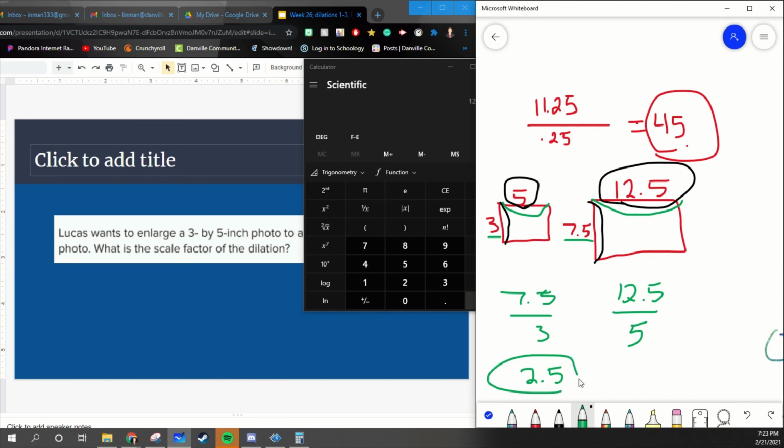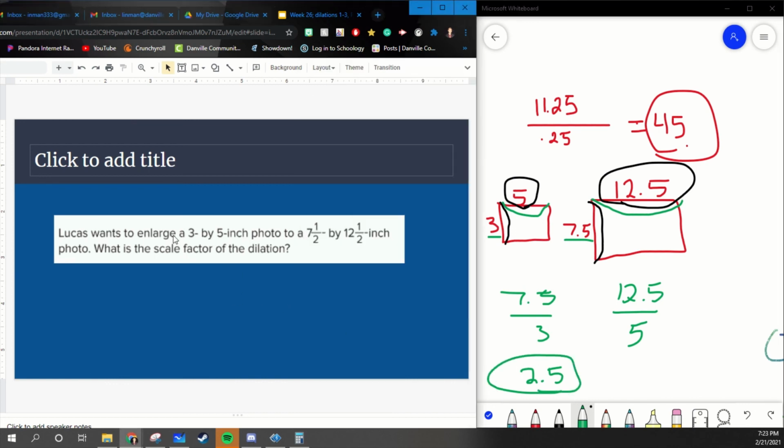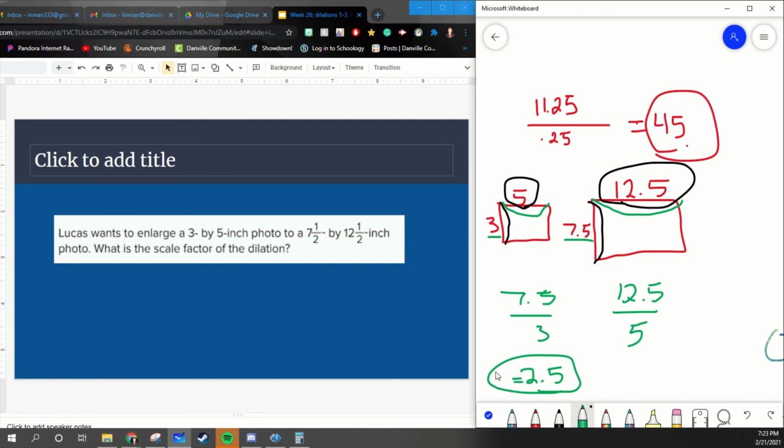Which makes sense because we're enlarging a photo, so our K, or our scale factor, needs to be larger than 1. Now, if we get a scale factor that is less than 1 but greater than 0, so a fraction or a decimal, that means we'll be doing a reduction instead of an enlargement. Hopefully that all makes sense.